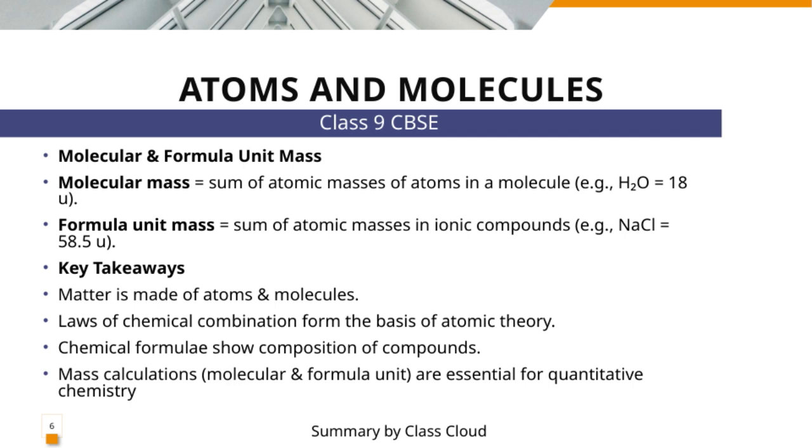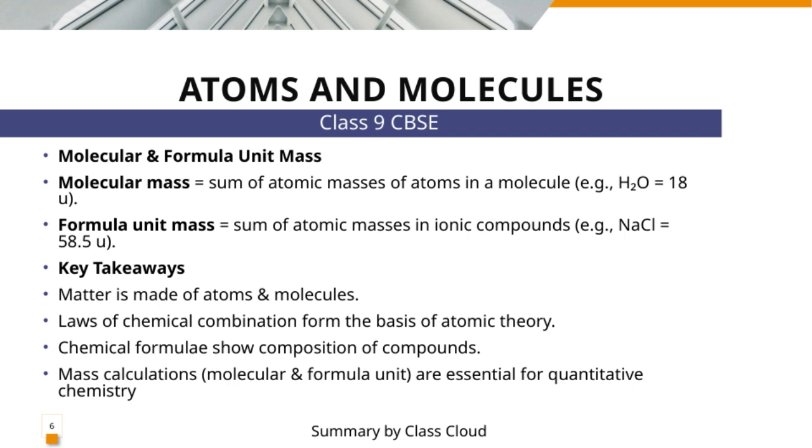Next, we have the concept of formula unit mass, which applies to ionic compounds. For instance, in sodium chloride, NaCl, the formula unit mass is about 58.5 u. This is the sum of the atomic masses of sodium and chlorine in their simplest ratio. Now, why are these calculations important? Well, they are fundamental to quantitative chemistry. Knowing the molecular or formula unit mass allows us to calculate how much of a substance we need for a reaction, or how much product we can expect.